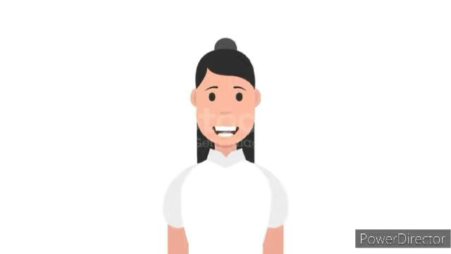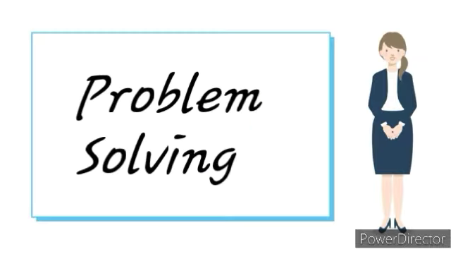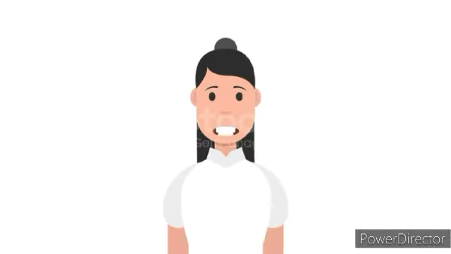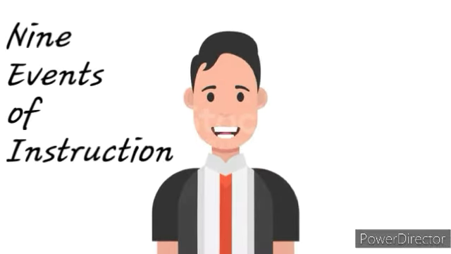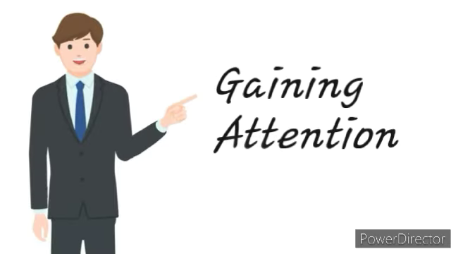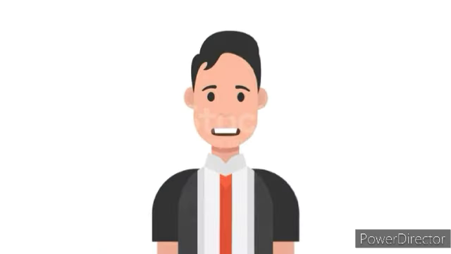This learning refers to combining and relating concepts to form rules. And last, problem solving. This learning refers to applying rules to appropriate problem situations. It is considered the most complex condition. The nine events of instruction. First, gaining attention.